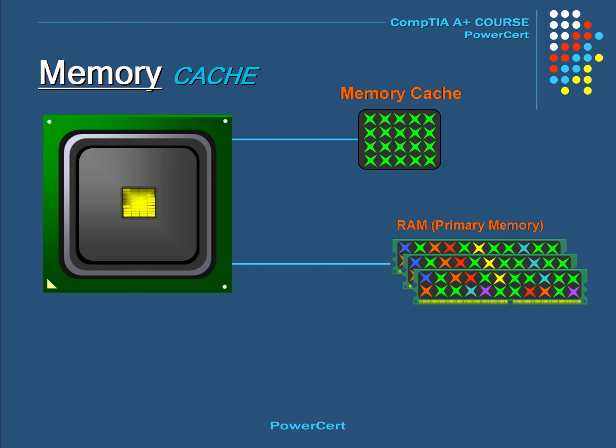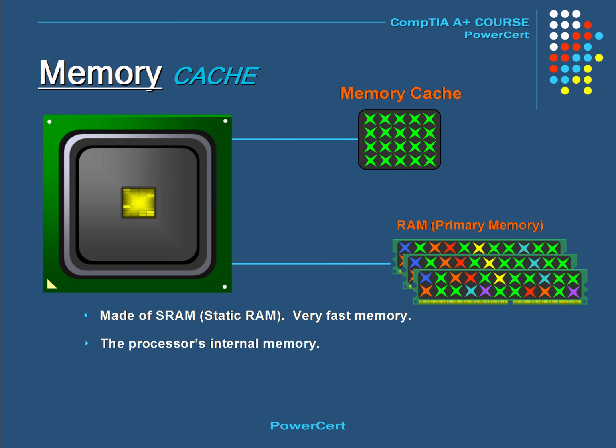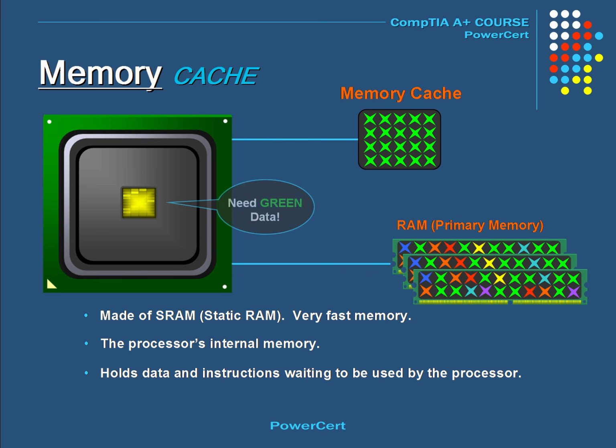There's also what's called memory cache. The memory cache is made of SRAM, or static RAM, which is very fast memory when compared to regular DRAM that is used for primary memory. The memory cache is the processor's internal memory, and its job is to hold data and instructions waiting to be used by the processor. So basically what cache does is that it holds common data that it thinks the CPU is going to access over and over again.